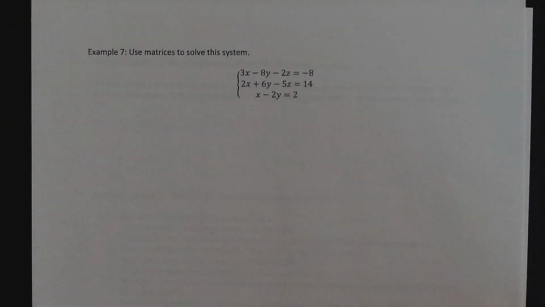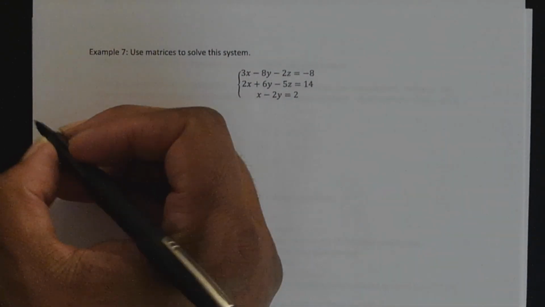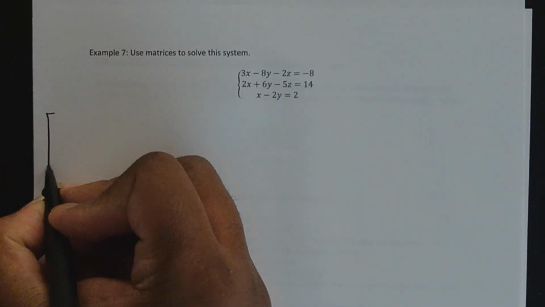All right, in problem number 7, we have 3x minus 8y minus 2z is equal to negative 8. And then 2x plus 6y minus 5z is equal to 14. And x minus y is equal to 2. So we're going to use matrices to solve this system of equations in 3 variables. In this case here, we have to first write this as an augmented matrix before we do anything.